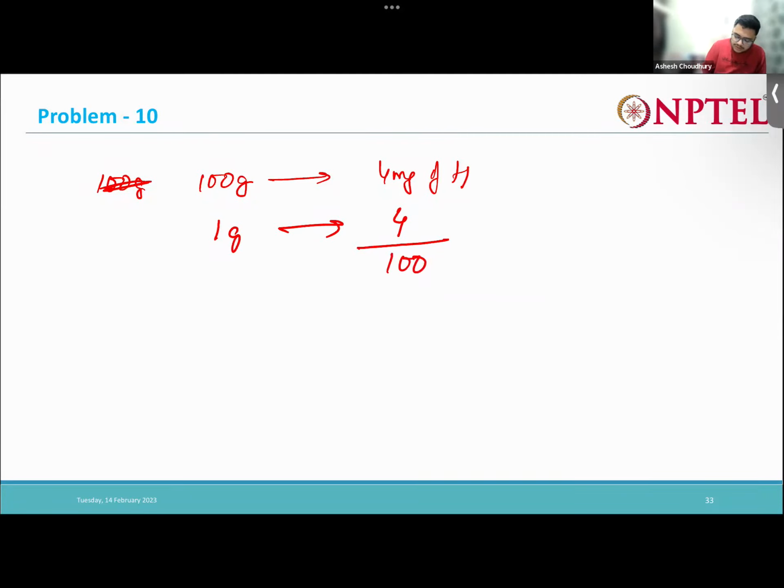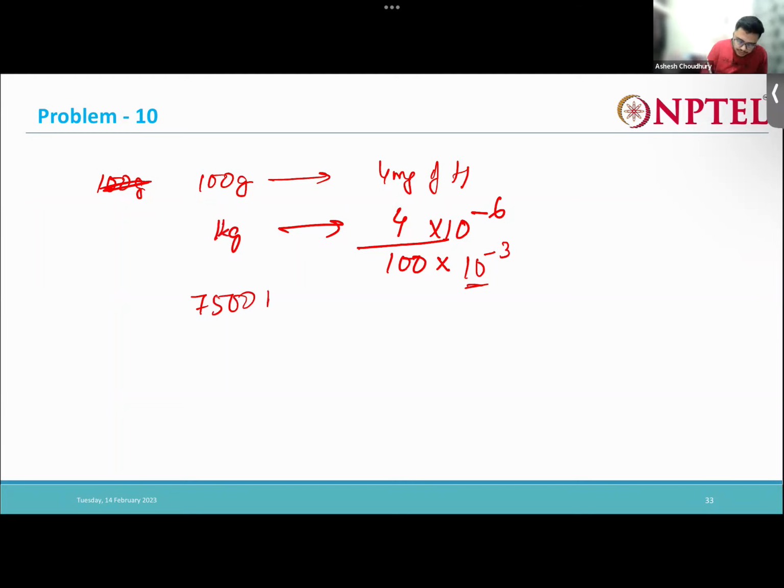Now this 4 by 100 is in milligram, right? If we convert it to kg, it will be 10 to the power minus 6. And this 1 gram, if we want to convert it to kg, it will be 10 to the power minus 3. So this one finally becomes 1 kg.